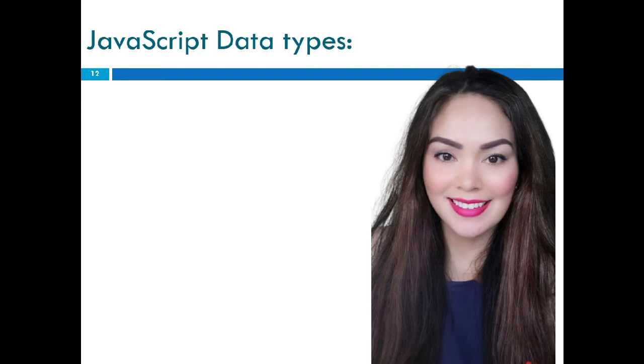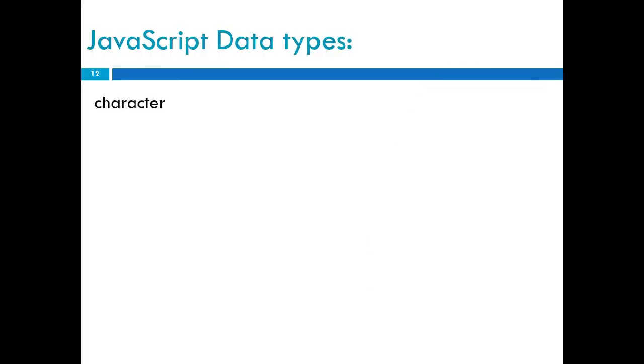Here are some of the data types that a JavaScript variable may contain. The first one here is a character. It refers to any single letter or symbol such as X, Y, at, etc. Next is a string. A string is a series or combination of characters like some variable, first name, last name, and so on and so forth.